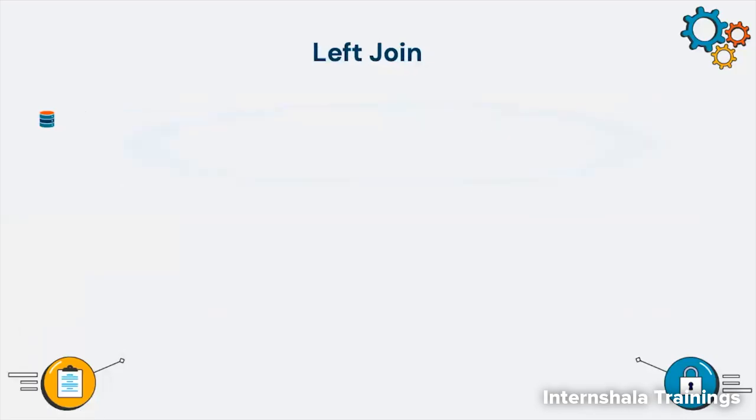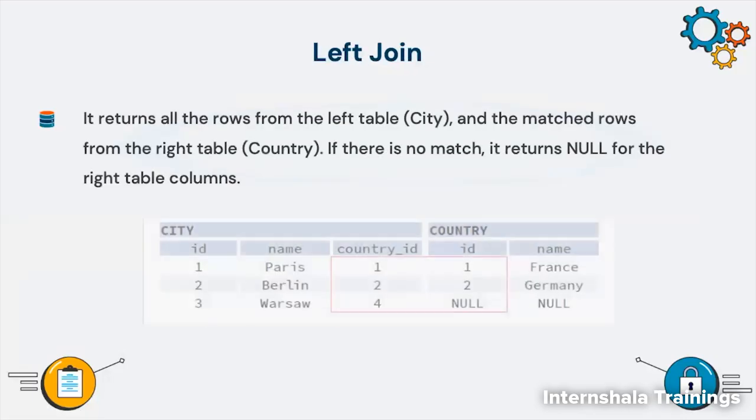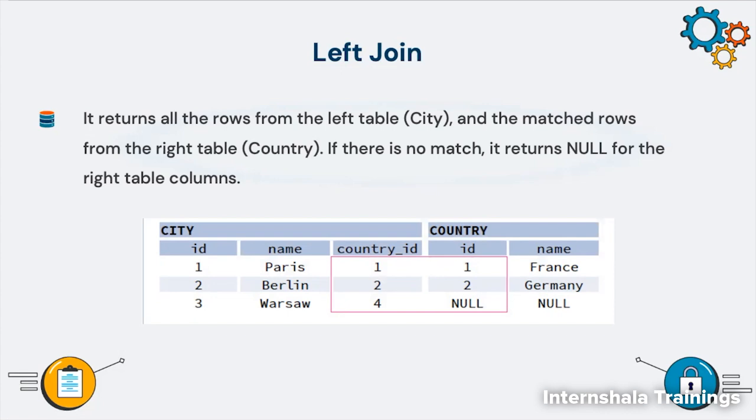Next we have left join. It returns all the rows from the left table, in our case the city table, and the matched rows from the right table, that's the country table. If there is no match, it returns null for the right table columns. So in simpler terms, it will give the first priority to the city table and it will showcase all the things that are there in the city table. Then if there are any matched rows with the right table, that's the country table, those things will be showcased.